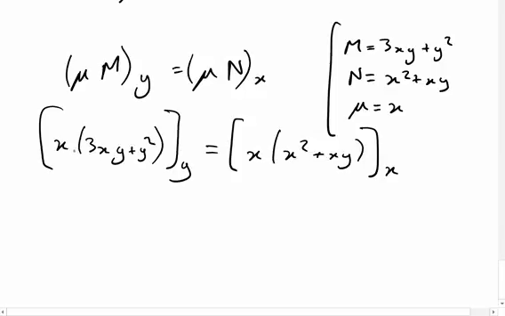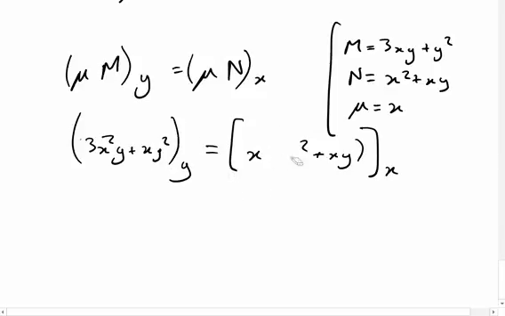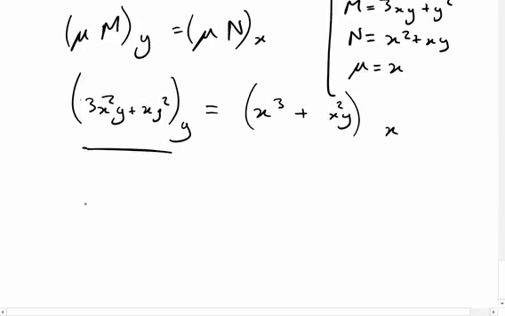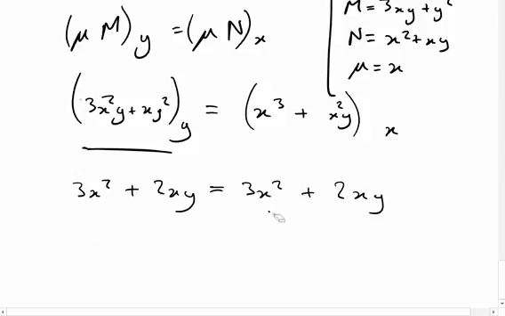Well, what's this? This is going to become 3x squared plus xy squared, so xy squared differentiated with respect to y. And this is then going to become x cubed plus x squared y, differentiated with respect to x. So what's this differentiated with respect to y? Well, it's going to be 3x squared plus 2xy. So this is the left-hand side. And then the right-hand side, differentiated with respect to x, is going to become 3x squared, looking good already, plus 2xy. They're equal, so therefore they're exact.